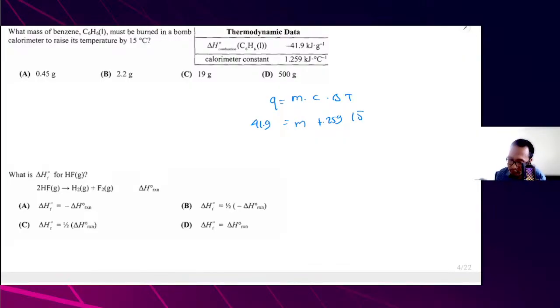41.9 divided by 1.2059 times 15. So the mass will be 2.21 or 2.2. So very easy for this one, right? Very easy. So just remember the equation mc delta T. Okay, remember mc delta T.